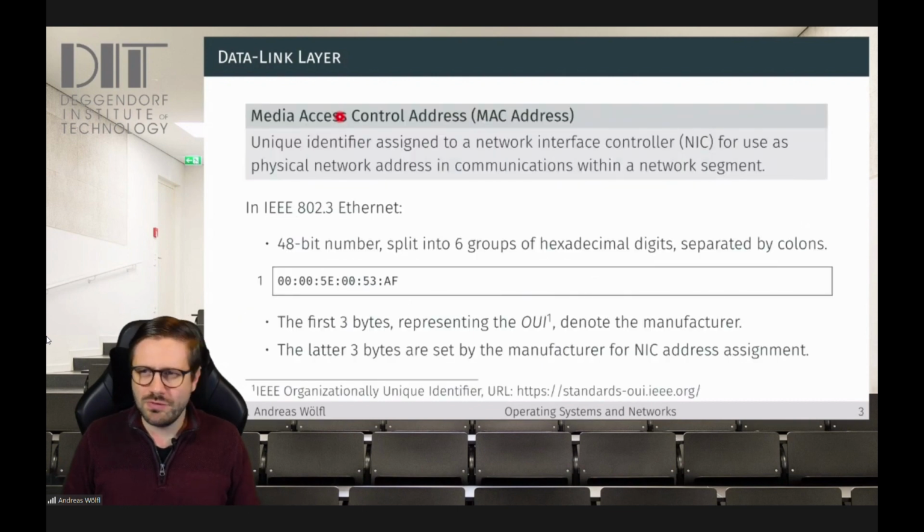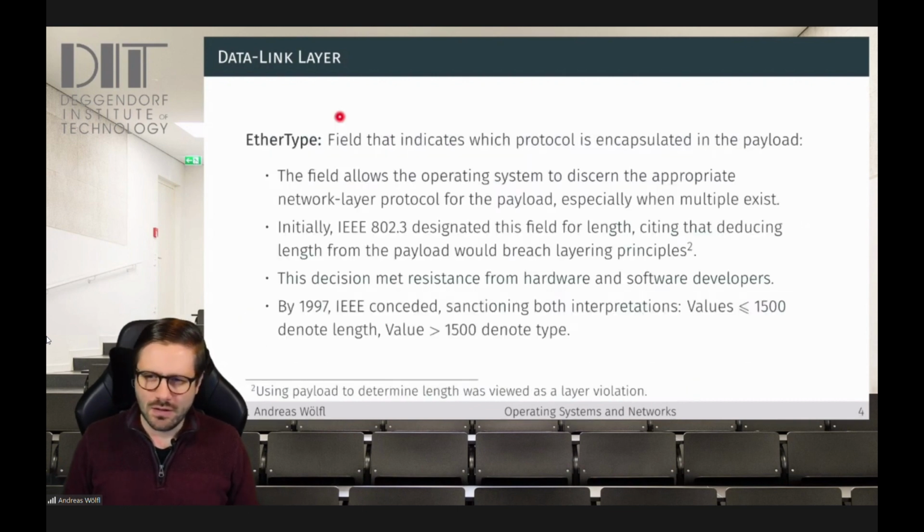Then the IEEE gave up, they conceded, and decided that, okay, let's do a compromise. Let's say that values below 1500 are interpreted as the length of the packet, and values bigger than 1500 should be interpreted as ether type. This change was introduced in the standard in 1997.